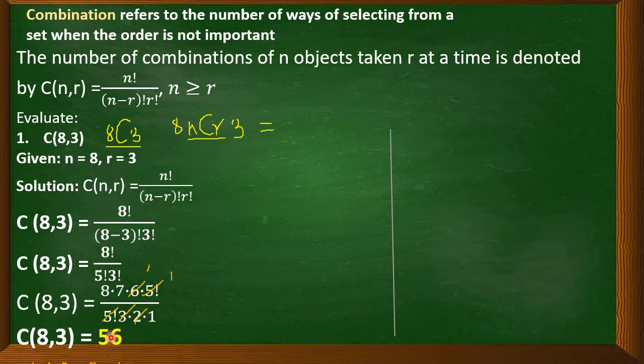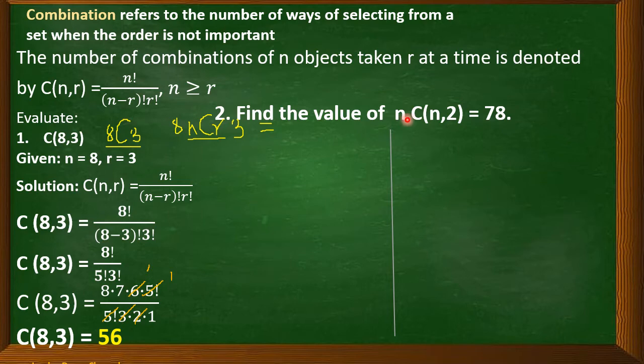But if you use the calculator, it will automatically give you an answer of 56. Just press 8, then look for this symbol, then 3, and then the equal sign.